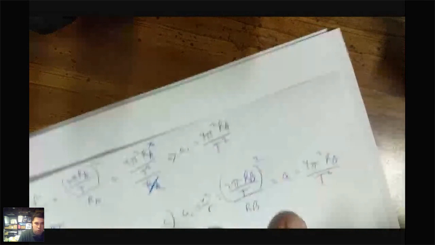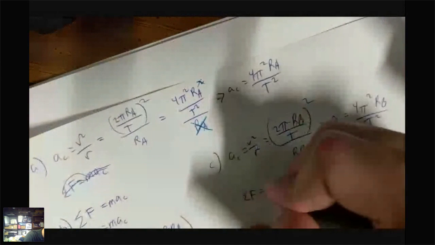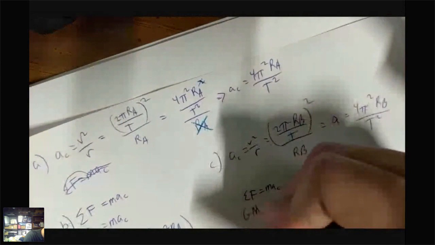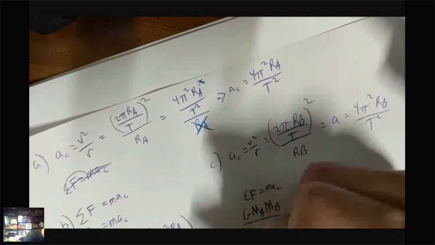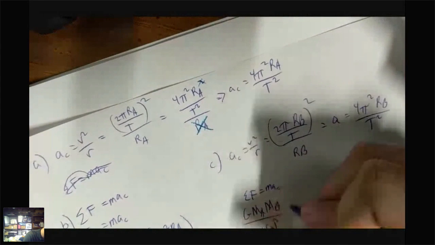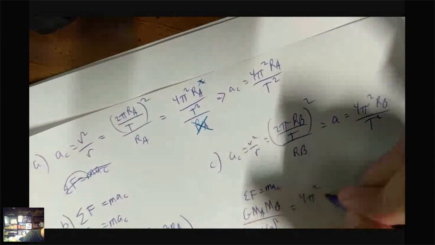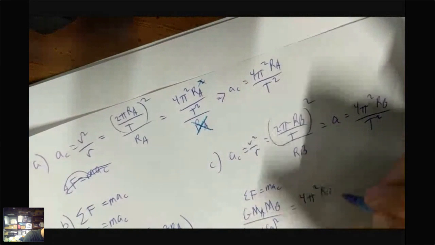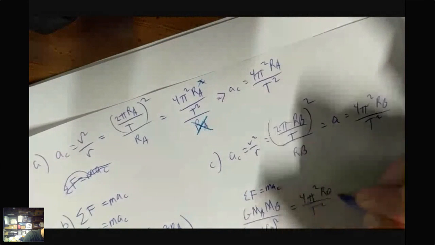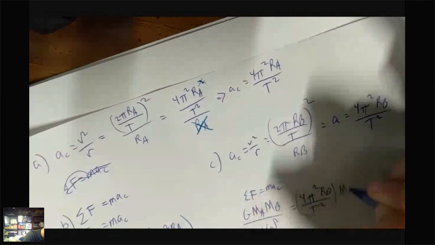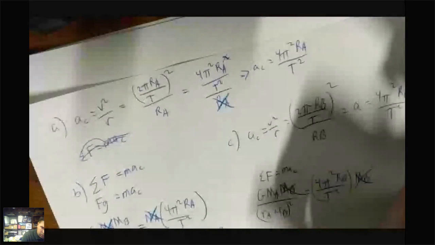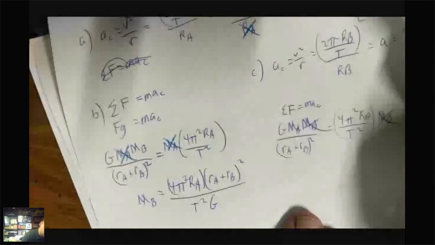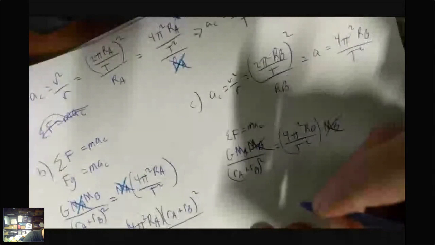Again, same exact work that I did in part A. And then sum of the forces equals M AC: G MA MB over (RA plus RB) squared equals 4 pi squared RB over T squared, all times the mass of B. MB's cancel. And wow, do I really do all that work when I could have just, okay. Well, so there was a shortcut.